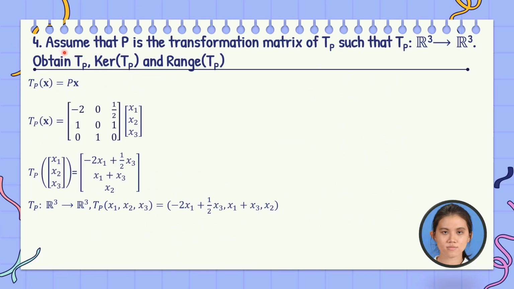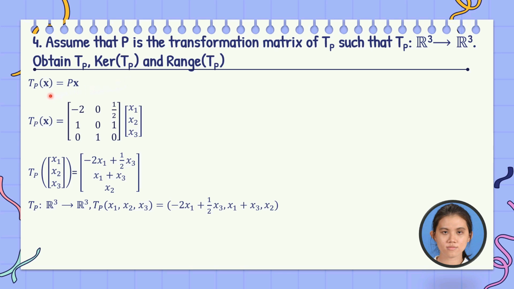We proceed to question 4. In question 4, we need to assume that P is the transformation matrix of TP such that TP is a mapping from R cubed to R cubed. Then we need to obtain TP, kernel TP, and range of TP. We obtain TP first by holding the additivity property and homogeneity property in the matrix transformation theorem.